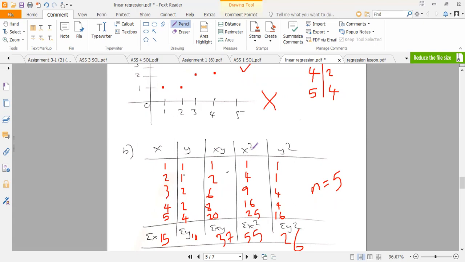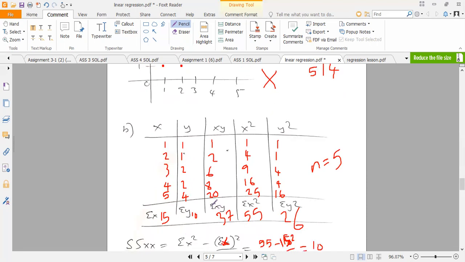To get x squared, 1 times 1 is 1, 2 times 2 is 4, then 9, 16, 25. So this is what we have here. Then this column, we're also squaring them: 1, 1, 4, 4, 16. So you see how those computations are done? Are we together so far? And we total them up. So when we total them up, those are the figures we are getting.